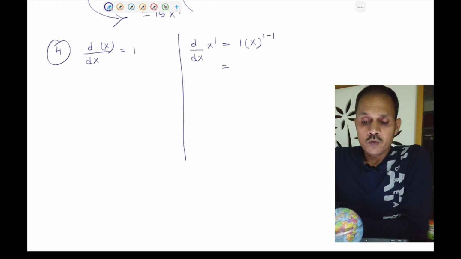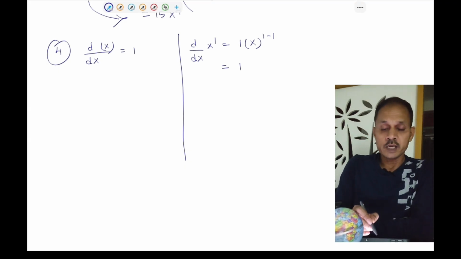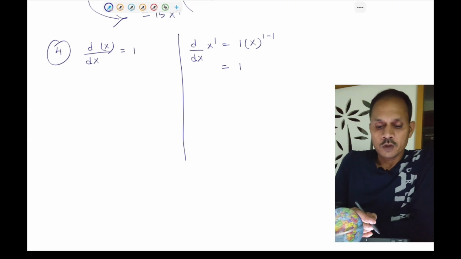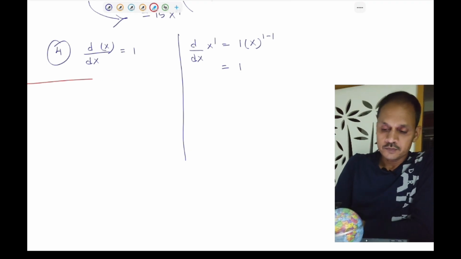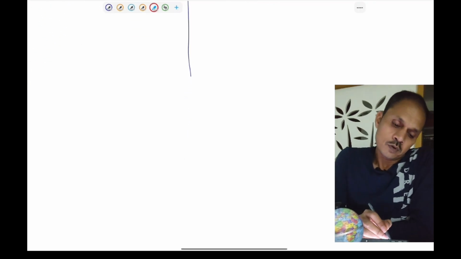It becomes 1 into x power 1 minus 1, which is x power 0, which is 1. That's why d by dx of x is 1. So this is another important formula. Going to the next one.